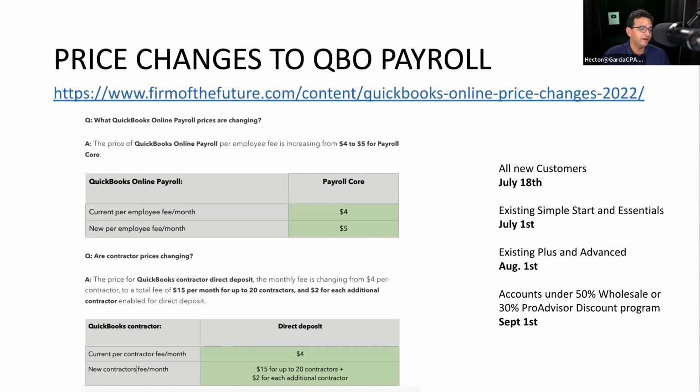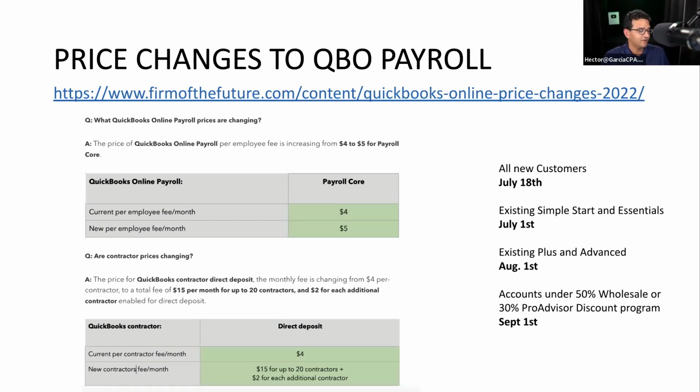The big change here is for contractor direct deposits. So starting, I believe it was July 1st or August 1st, one of the two, QuickBooks is going to sell contractor payments as an entirely separate product. What it is now is $4 per contractor per month. That includes direct deposit to the contractors as many times as possible and the 1099 fee.